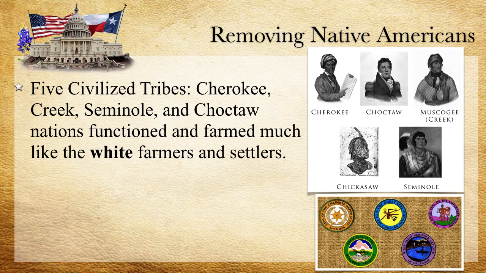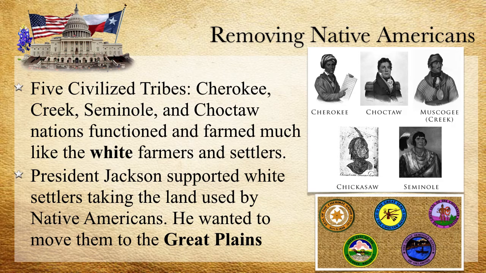All right. At this time, there are five civilized tribes: the Cherokee, the Choctaw, the Muskogee, or the Creek, same tribe, the Chickasaw, and the Seminole. These five tribes thought, listen, the Americans, Europeans, whoever, they've been trying to kill us for years, hundreds of years. Let's just assimilate. Let's just try to become more like them, and maybe they won't want to kill us. So these five tribes all took that position and became known as the five civilized tribes because they were acting just like white farmers.